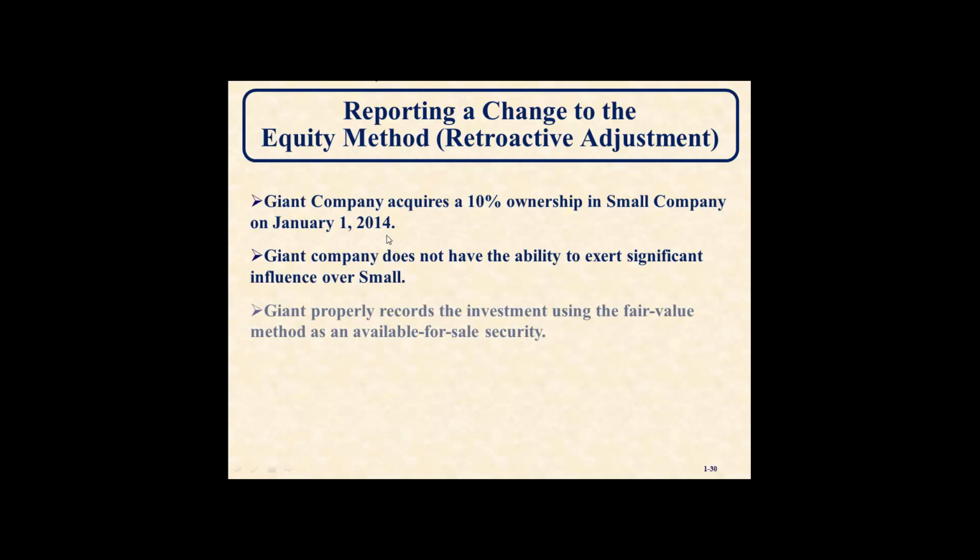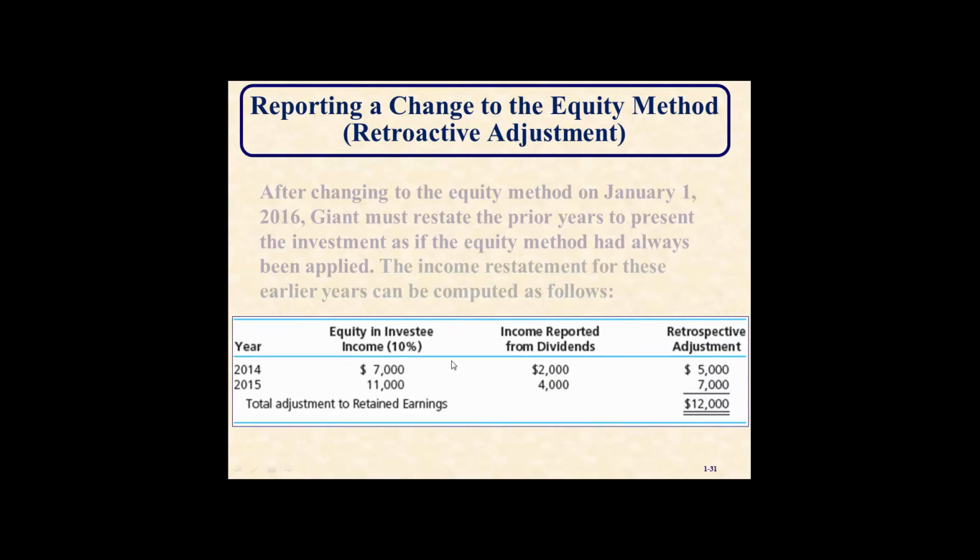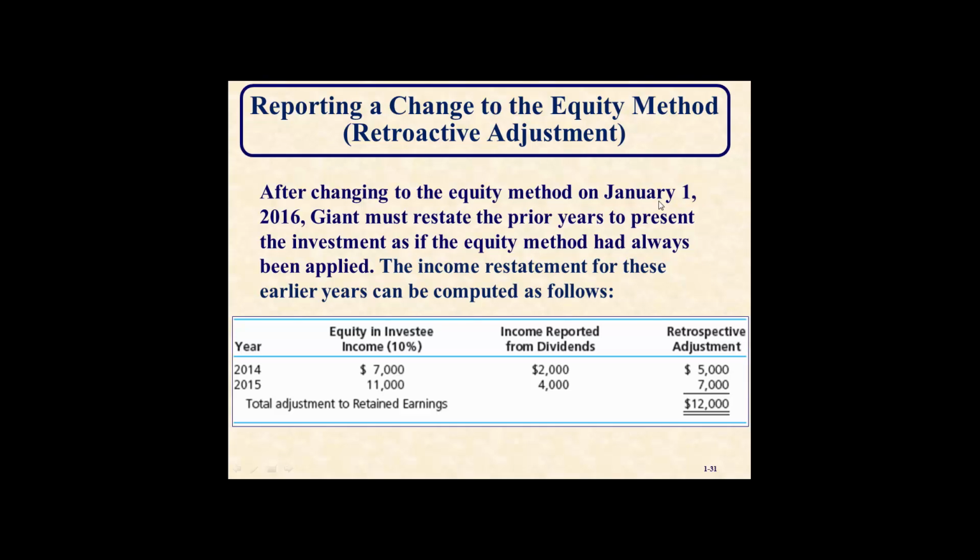Reporting a change or retroactive adjustment. The company acquires 10% on January 1st, 2014. Giant does not have the ability to exert significant influence over Small. Giant properly records the investment using the fair value method. In 2016, they purchased another 30% of Small's outstanding stock, thereby achieving significant influence. After changing to the equity method on January 1st, 2016, they must restate the prior years to present the investment as if the equity method had always been applied. The income restatement for these early years can be computed as follows.